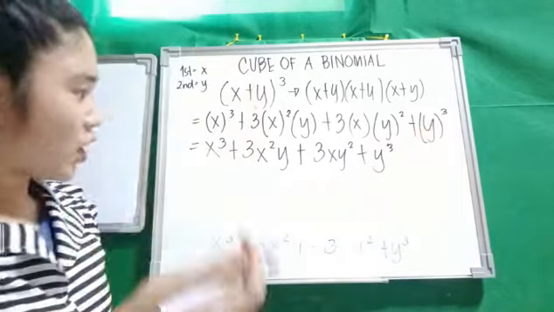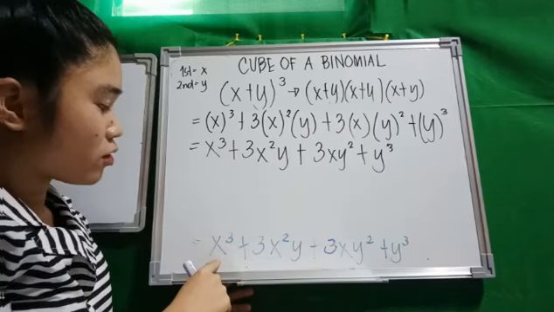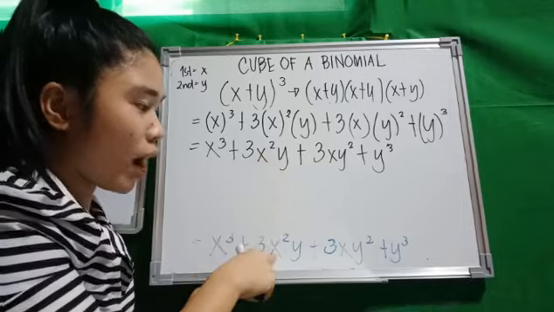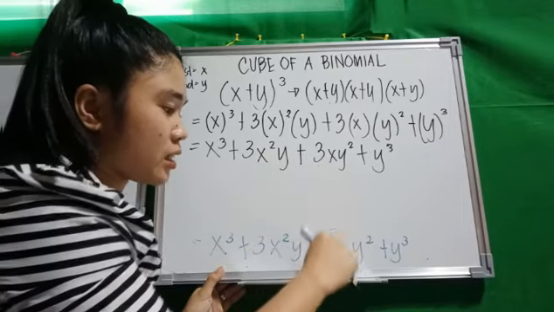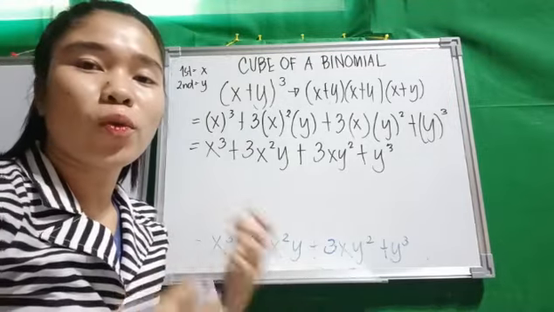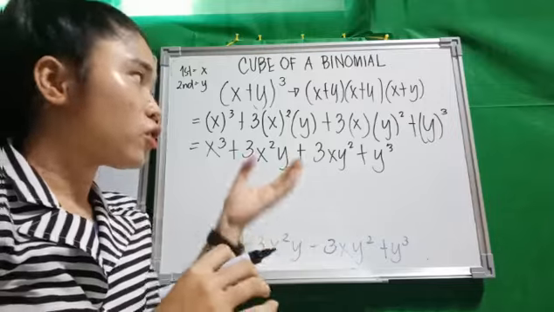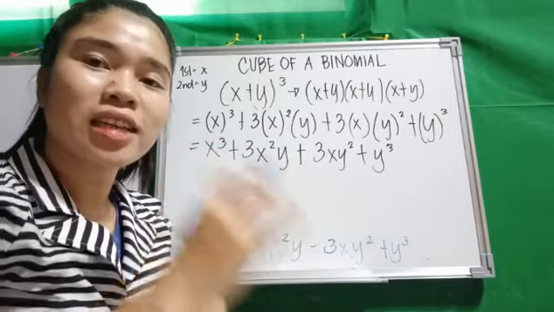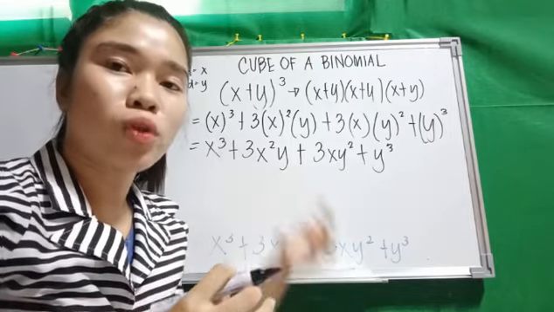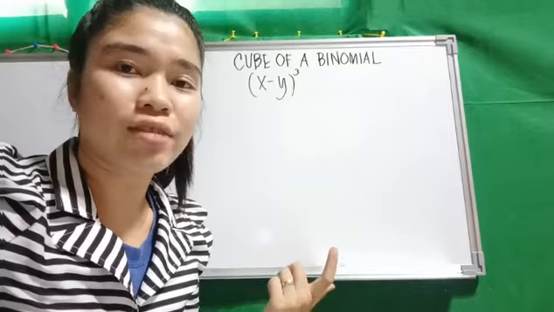So, titignan natin ngayon kung parehas ba yung nakuha nating sagot kanina. So, parehas sila dito sa first, which is x cube plus 3x square y, parehas. Then, plus 3xy square plus y cube. So, parehas lang yung nakuha nating sagot kanina dun sa ating long method, gamit ngayon yung ating short method. So, nasa sa inyo na yun kung ano yung mas madali o mas gusto nyong gamitin. Now, let's have another example.